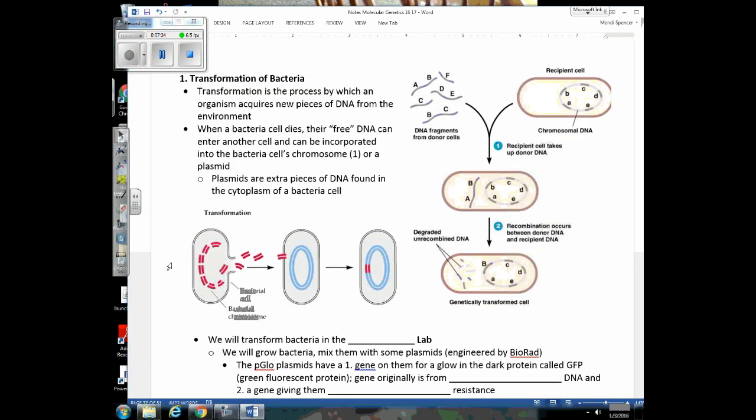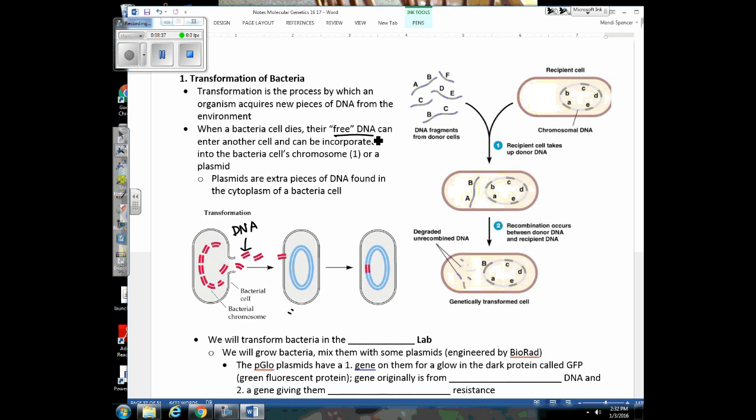Now we're going to get into those three processes that we just wrote down: transformation, conjugation, and transduction. I'm showing you two different diagrams of transformation. We know that bacteria cells can die and disintegrate, and their DNA can be broken up into pieces, and now the DNA is floating around in the environment of other cells that are still living. When these cells uptake free DNA from the environment, this is what is called transformation.